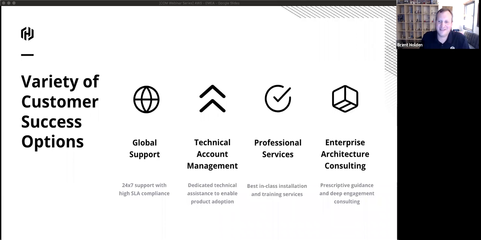I think there's a lot of customer success. You'll see these across both companies. Tony, I don't know if you want to add anything.